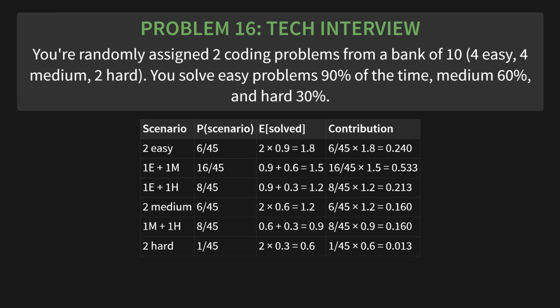Let me work through each scenario. Check out this table showing all the possibilities. When we weight each outcome by its probability, 2 easy problems happen 6 out of 45 times and gives us 1.8 solved. One easy and one medium happens 16 out of 45 times and gives us 1.5 solved. Keep going through all combinations.